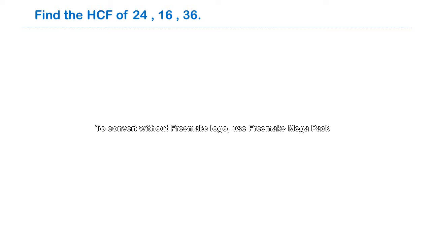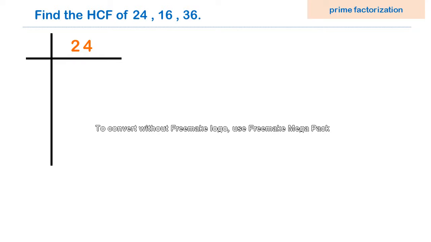In this method, first we find the prime factors of 24, 16 and 36 by the division method. Let's start with 24. 24 is an even number, so we start our prime factorization with the smallest prime number 2. So write 2 to the left of 24 and divide. We get 12. So write 12 below 24.